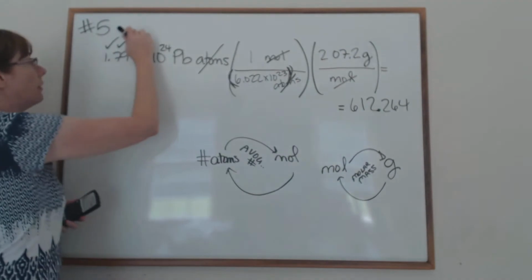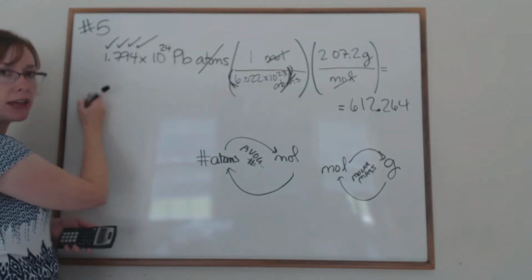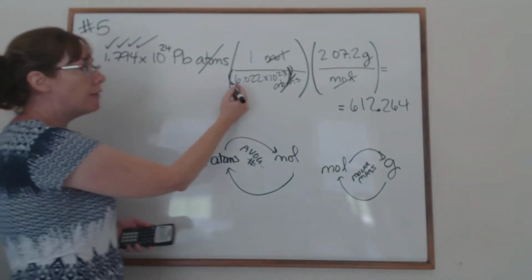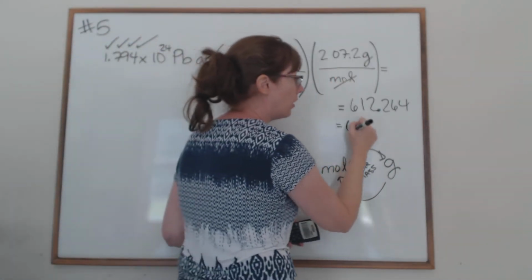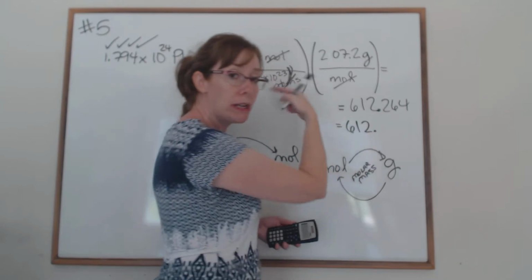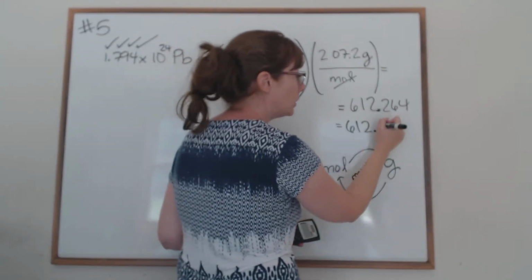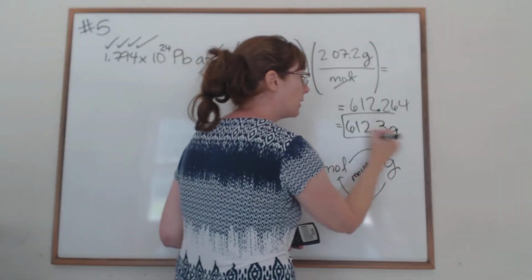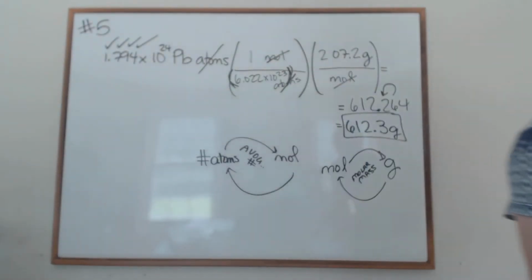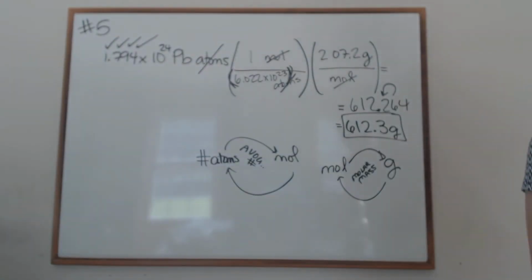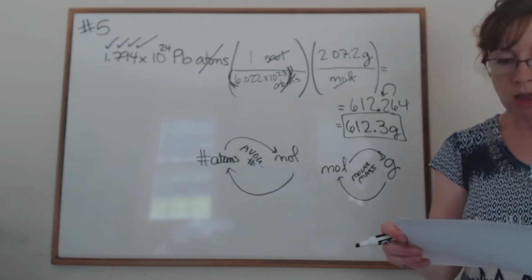This number here had 4 sig figs. Your original measurement had 4. Avogadro's number always has 4, and actually this one has 4. So your answer will be limited by whatever one is the fewest, in this case 4, 612.3 grams. That 6 will bump up that other 2 up to 3, and that would be the answer to this question.